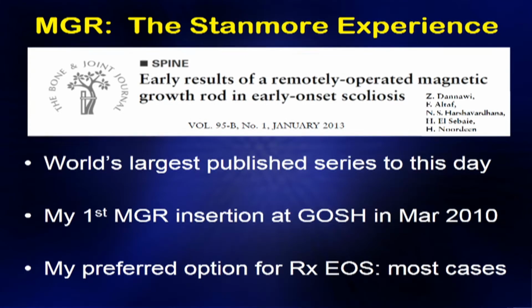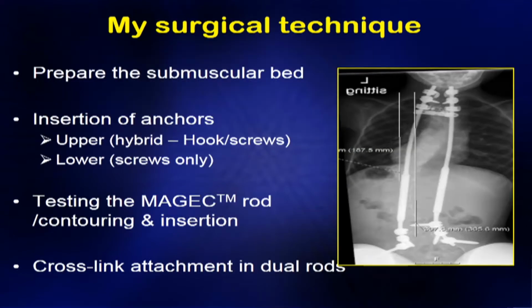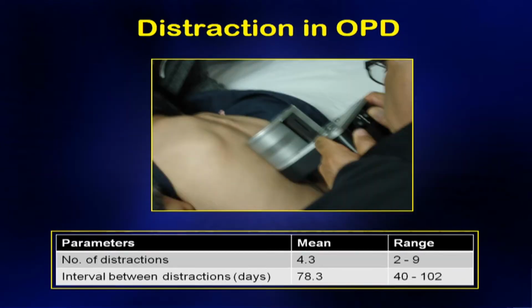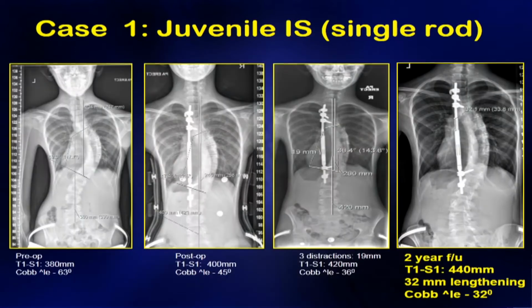So we published our large series, our first series, in the Journal of Bone and Joint Surgery, and it is now my preference for most patients with early onset scoliosis who failed casting and bracing. And again, the technique involves a submuscular bed, 2 incisions, insertion of anchors at the top and the bottom, just as we did for the conventional growth rod. And then the rods are contoured and inserted. And we showed in our series that we keep up with growth. The distraction is done within a few minutes in the outpatient department.